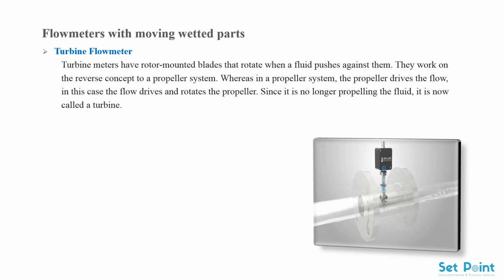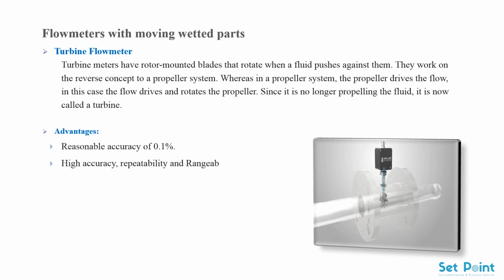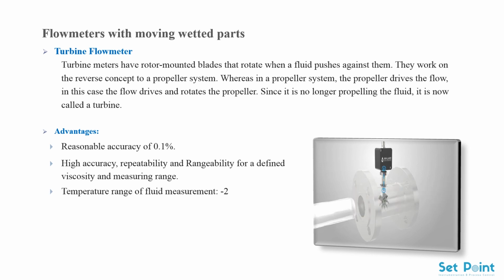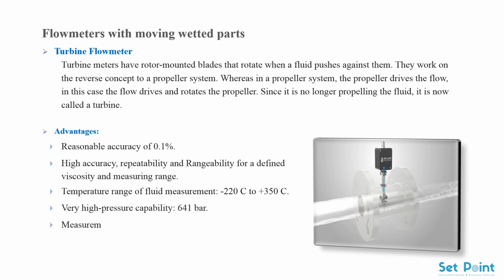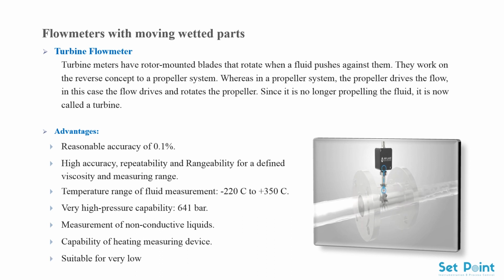Advantages. Reasonable accuracy of 0.1%. High accuracy, repeatability and rangeability for a defined viscosity and measuring range. Temperature range of fluid measurement, -220 degrees to +350 degrees. Very high pressure capability, 641 bar. Measurement of non-conductive liquids. Capability of heating measuring device. Suitable for very low flow rates.